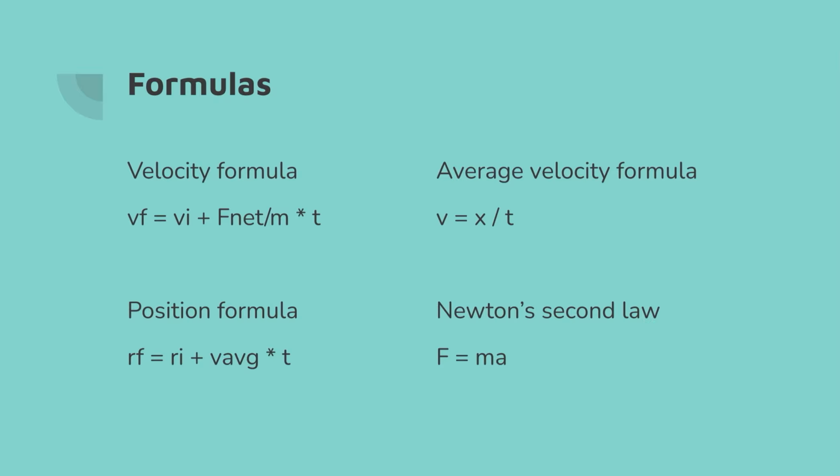Formulas. The main formulas that we used were the velocity formula, average velocity formula, position formula, and Newton's second law. Final velocity equals initial velocity plus acceleration times time. Average velocity formula: velocity equals distance over time. Position formula: final position equals initial position plus average velocity times the time. Newton's second law: force equals mass times acceleration.